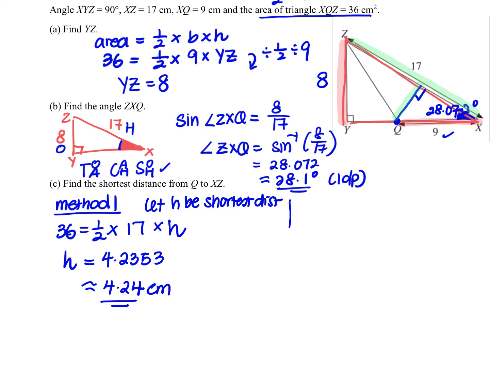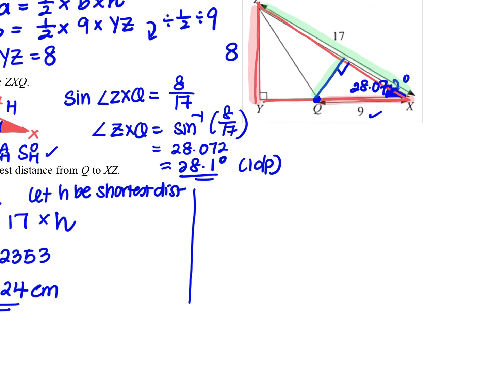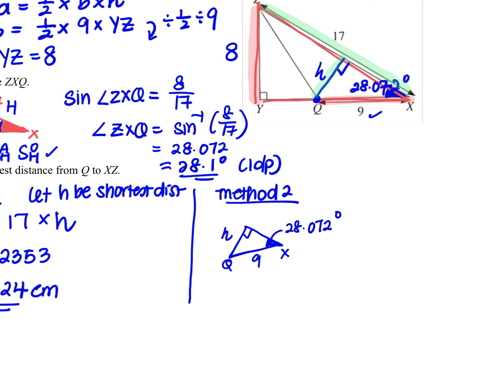Now I should do method number 2. I'm going to use trigonometry. Method 2. I already know inside this small triangle over here, this distance that I want to find, which is the H, and this angle is 28.072 from our previous working. And I know QX is 9. So if I label this one, this is my angle, this will be my opposite, this will be my hypotenuse.